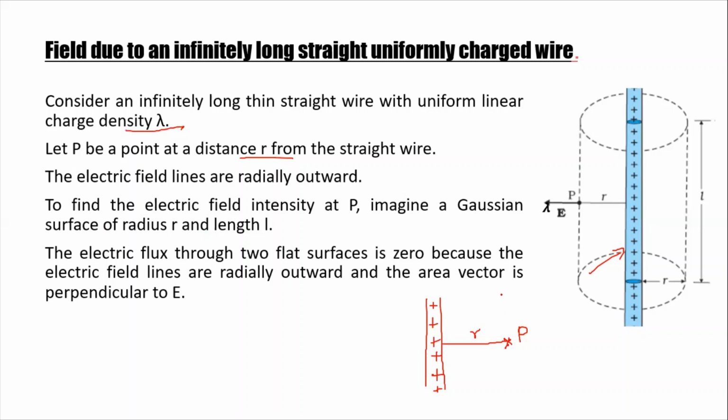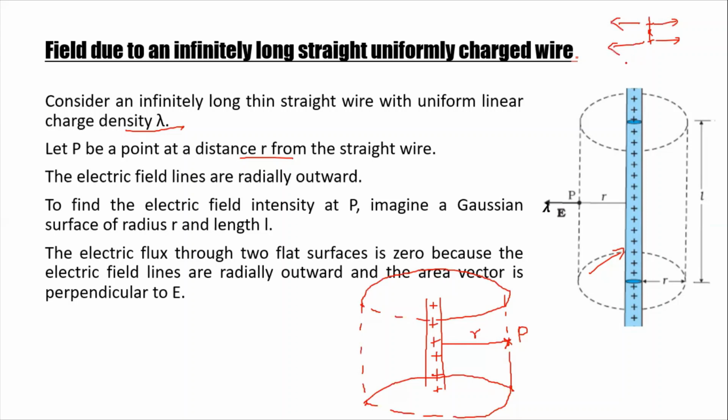Here I am going to take a cylindrical Gaussian surface with radius R. The point P will lie on the cylindrical Gaussian surface. This is the first step. Now the field lines will be generated radially outwards. If you take two charges, this field line and this field line will cancel. Only the field lines that are radiated outwards will be contributing to the electric field. Whatever perpendicular directions will cancel out.